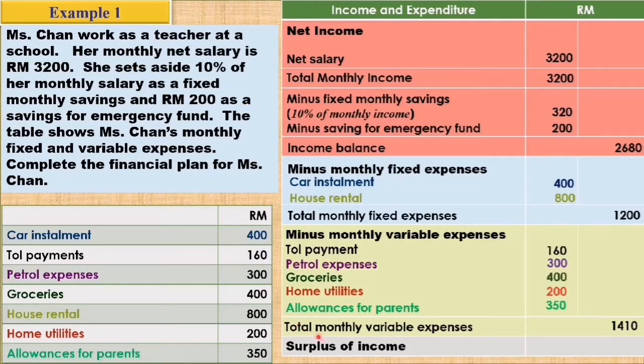So now, how to find whether we have a surplus of income or not? So, income balance 2,680 minus total monthly fixed expenses 1,200 minus total monthly variable expenses 1,410 ringgit. There is a surplus of income of 70 ringgit.